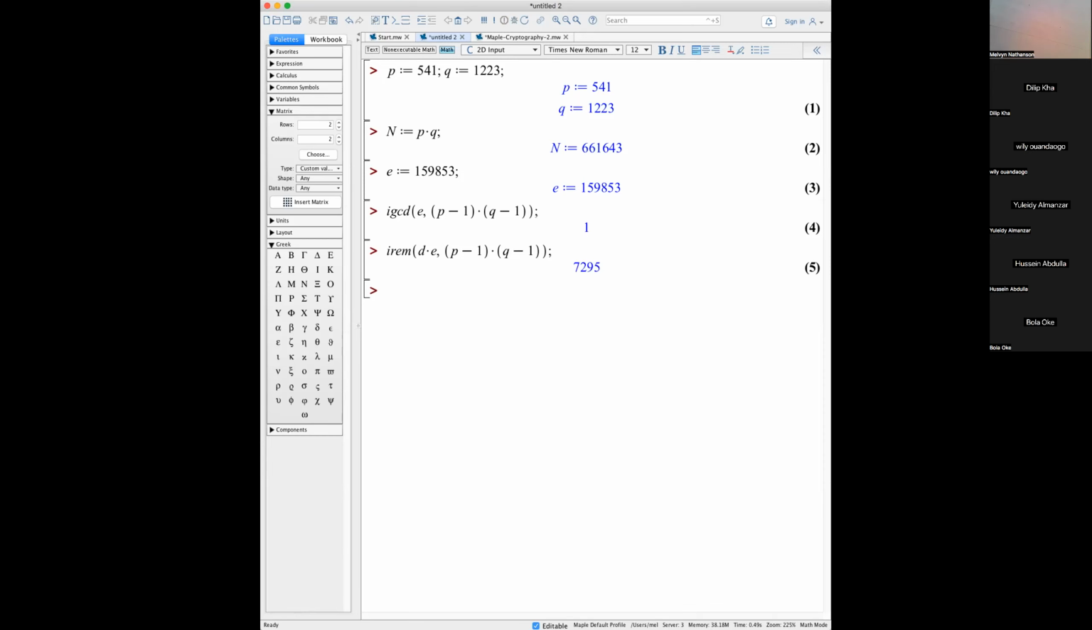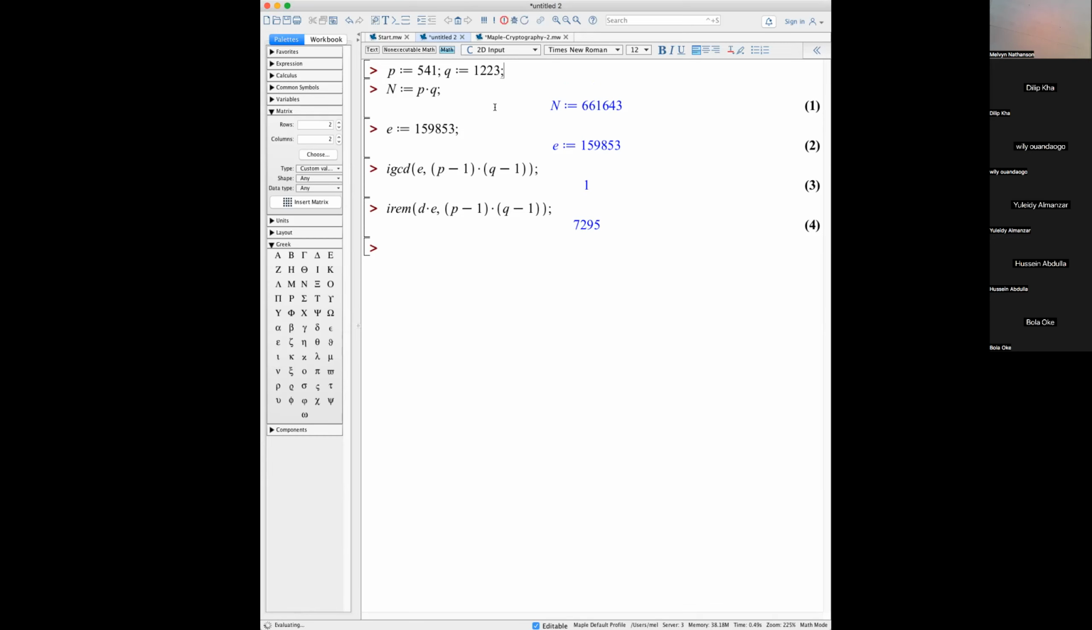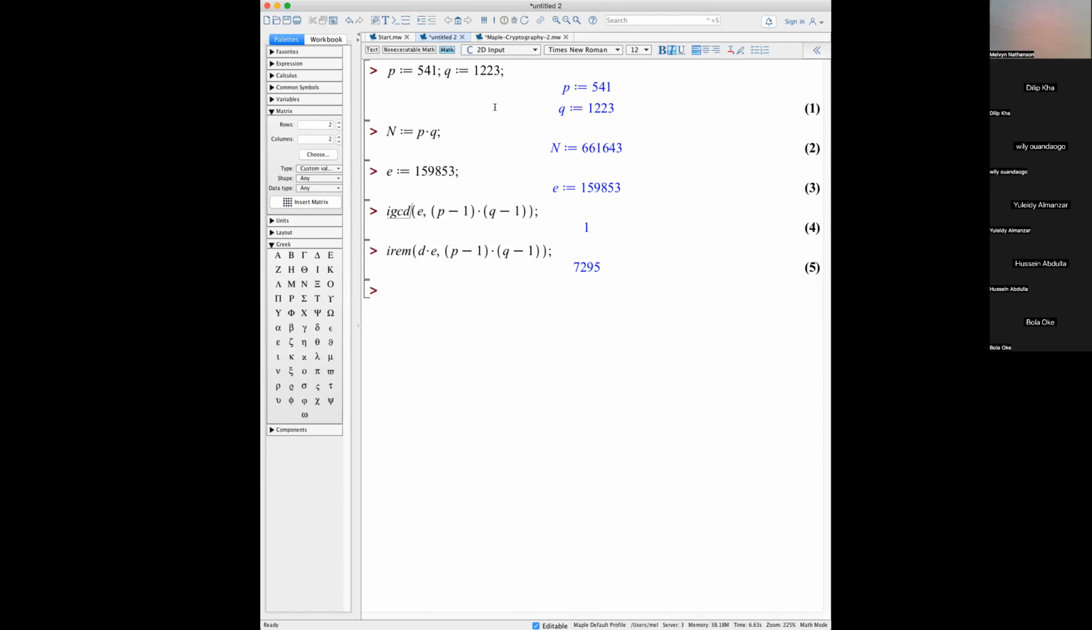All right. So that doesn't make any sense. Let me just clear everything, because you must have had something in the memory. So this is P and Q, this is N, this is E, this is the GCD. And I'm saying find a number D such that D times E, that's 159,853, has integer remainder 1 with 659,880, that's my P minus 1 times Q minus 1. So somehow I have to solve this congruence.